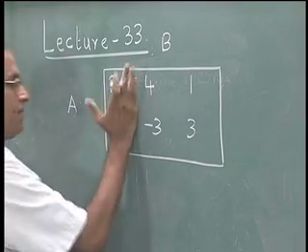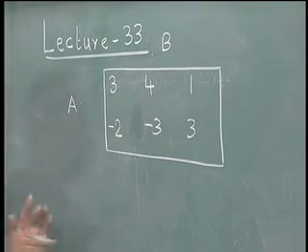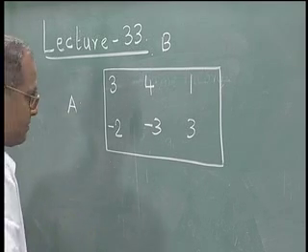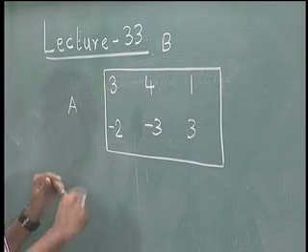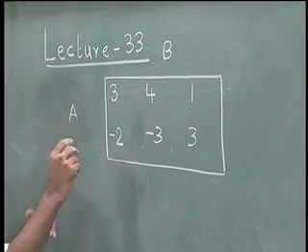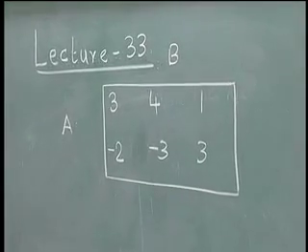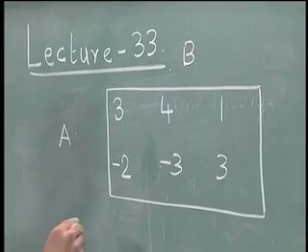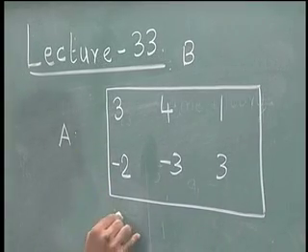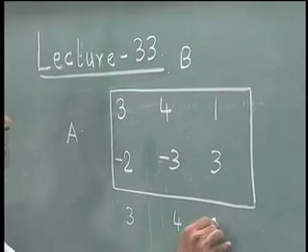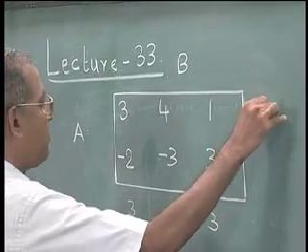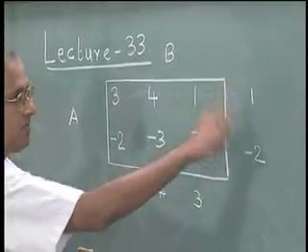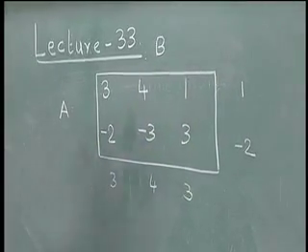Now, we can first verify whether there is a saddle point or not. So, we first look at the column maximum for this, which happens to be 3, 4, 3. Look at the row minimum: 1 and minus 2. The minimum of this is 3, the maximum of this is 1. So, there is no saddle point.